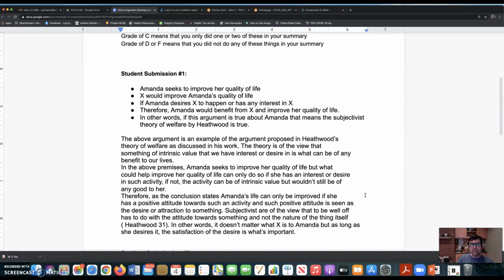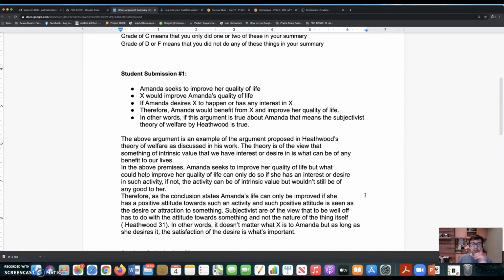So in the above premises, Amanda seeks to improve her quality of life, but what could help improve her quality of life can only do so if she has an interest or desire in such activity. Again, that idea could be better expressed, but I think it comes across, right? That what would improve Amanda's quality of life is getting something that she has a desire for, an interest in, right? So that something is considered to have intrinsic value does not mean that it would benefit Amanda unless it's something that she had a desire for.